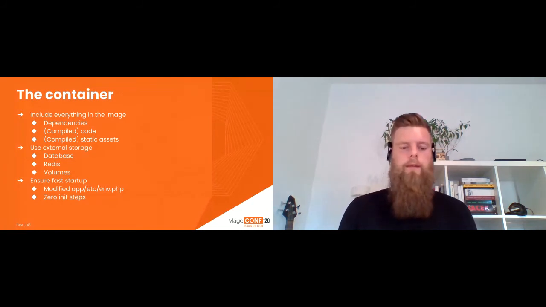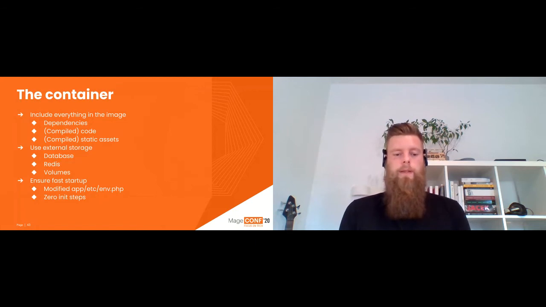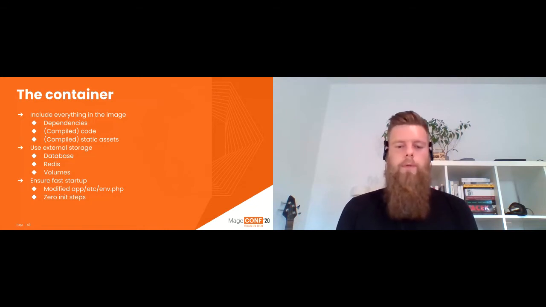So to summarize the container part, we really want to include everything in the image. So all the dependencies, all the compiled code, all the static assets. Also make sure that you can use external storage, database and Redis, of course, but also volumes, so that volumes can be attached to the container, for example, media storage, and ensure fast startup. So to do that, use the modified env.php file so that the configuration can be read directly from the environment, rather than having any initialization steps that would write to the file.